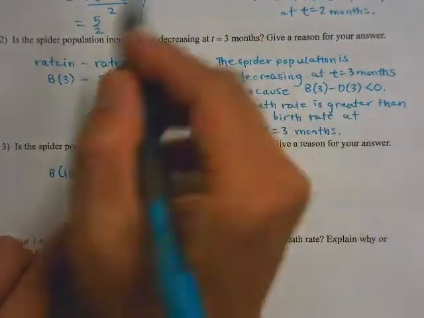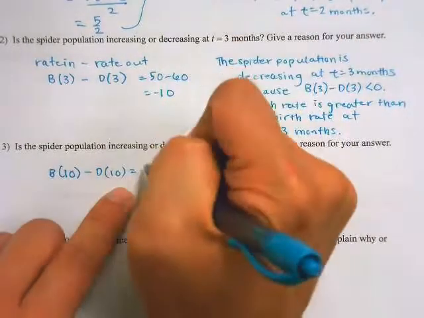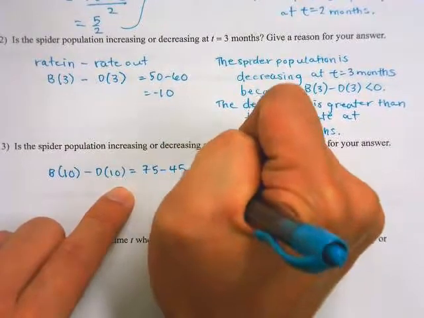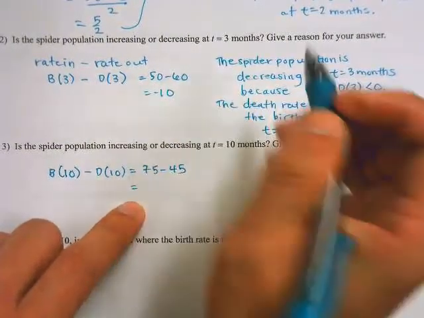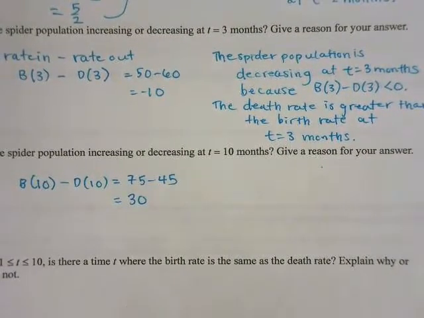B of 10 minus D of 10. So that's your setup. Now we can put 75 minus 45. 30? Yeah, it should be 30. And then it should be the same structure of the two sentences that you see above. You tell me what's right.